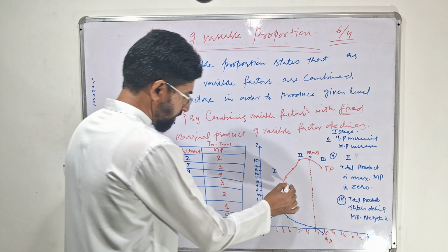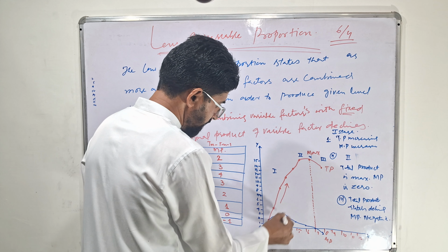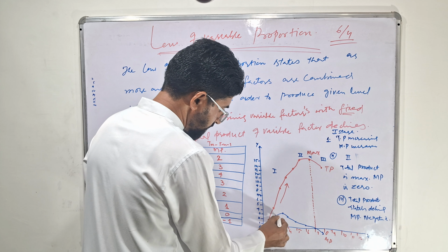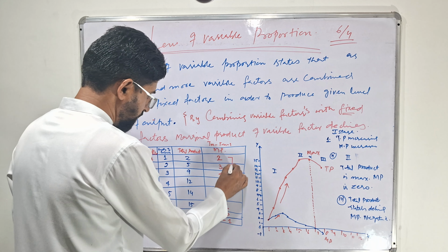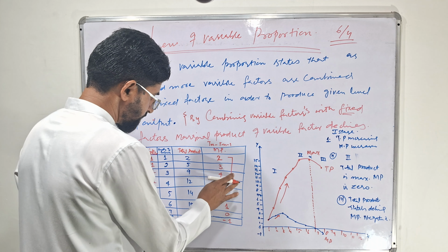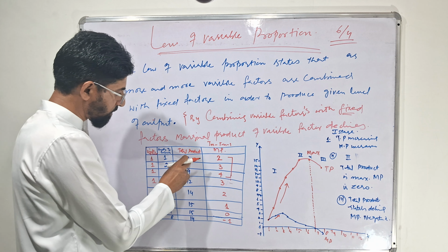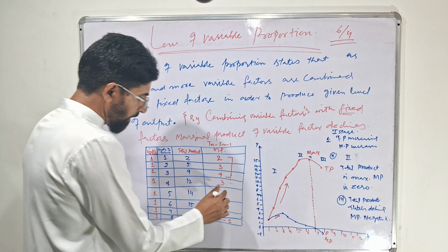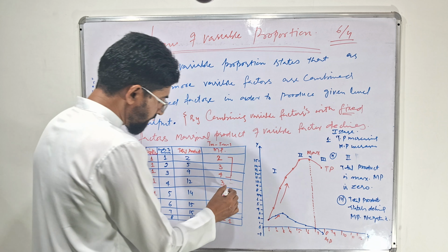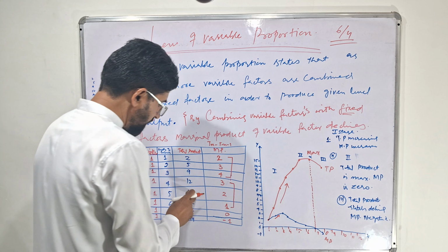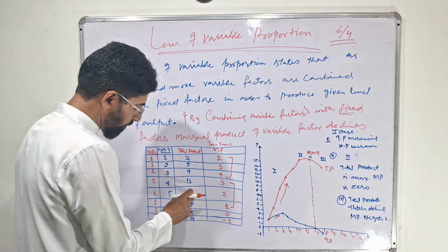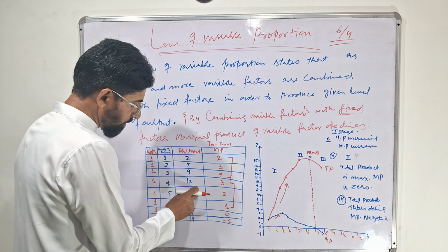As in the first stage, total product is increasing at an increasing rate. That is why marginal product is also increasing. As I show in this schedule, after 2, 3, 4 it is increasing. Total product is also increasing, 2, 5, 9. When this starts declining from 3 to 1, it is the declining phase. Total product 12, 14, 15 is increasing, but marginal product starts declining.